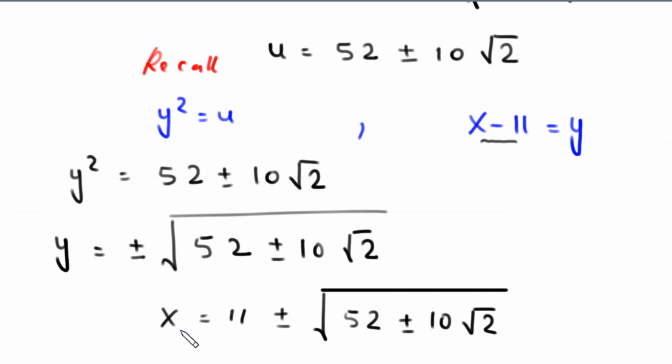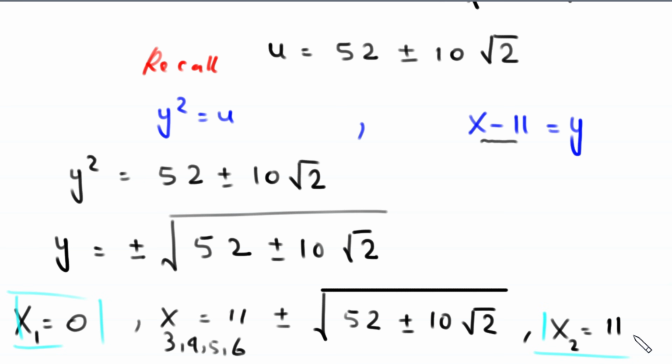So here we have 4 solutions: third, fourth, fifth and sixth. And first we found that x is equal to 0 and x is equal to 11. This is first and this is second, so we have 6 solutions of this equation: 0, 11 and 11 plus minus root 52 plus minus 10 times root 2.